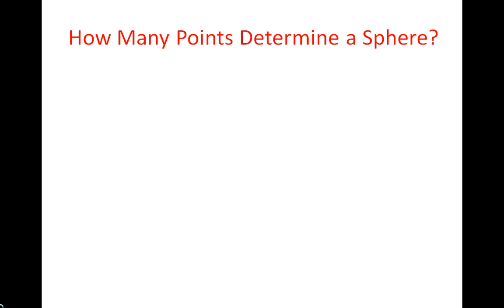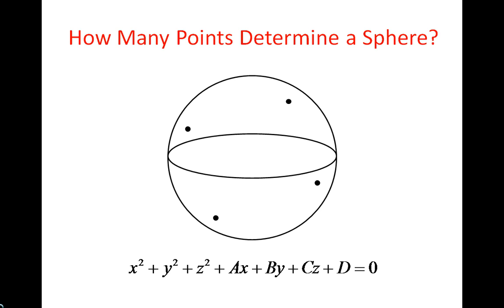Okay, let's move up a dimension. How many points determine a sphere? Well, the equation of a sphere looks like this, and you can see it has 4 unknown coefficients, so we should need 4 points to determine a sphere. And that's true. Given any 4 points, there's 1 sphere that passes through them, as long as all 4 of the points aren't coplanar. And by the way, there's a neat way to get the center of this sphere.